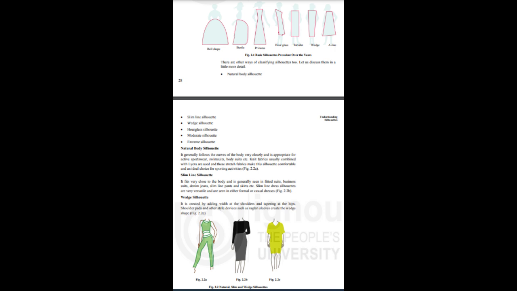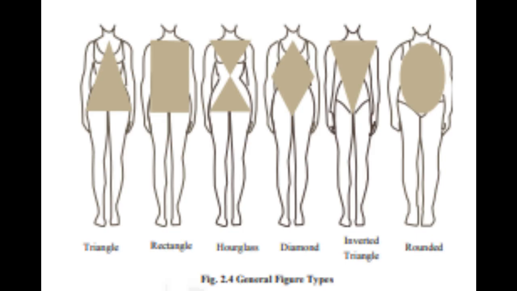Fig. 2.4. Rectangular figure type. This type of figure looks like a rectangle where the shoulder, waist and hip measurements are almost the same. Though the figure looks balanced from top to bottom, the waist is not clearly demarcated and appears wide in proportion to the hips. The weight tends to be evenly distributed over the body and not concentrated in certain areas.